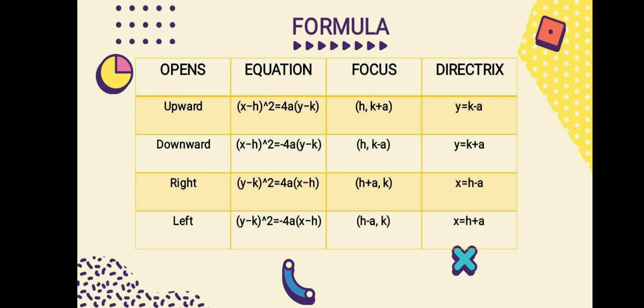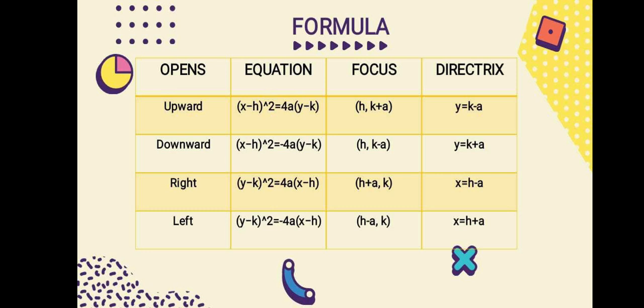Next, observe the constant, whether it is positive or negative. When it's positive, the opening is upward, but if negative, the opening is downward. The same goes for left and right openings. Look at the variable next to the constant, which is x, and if it's positive, then the opening is to the right. If negative, then it opens to the left.